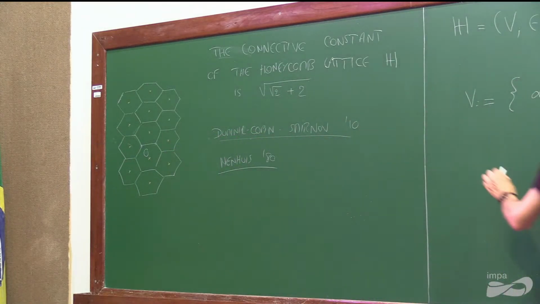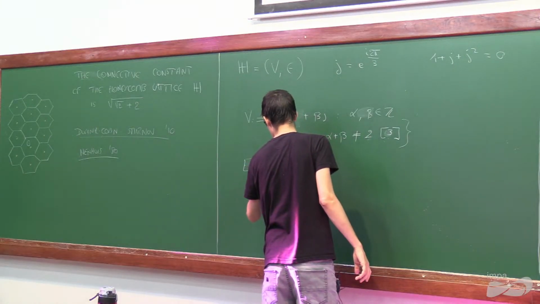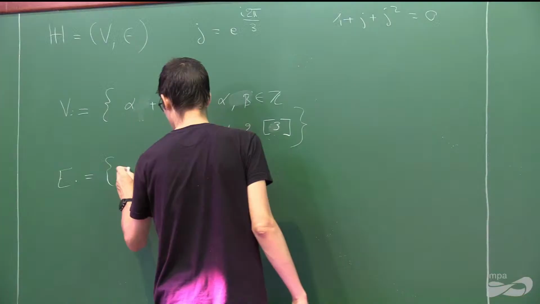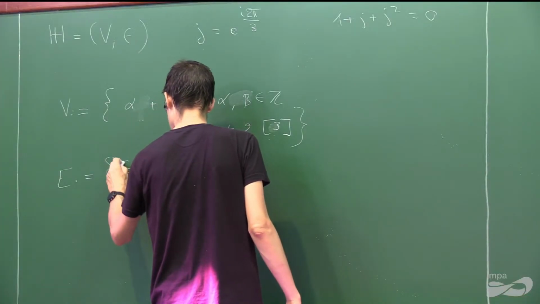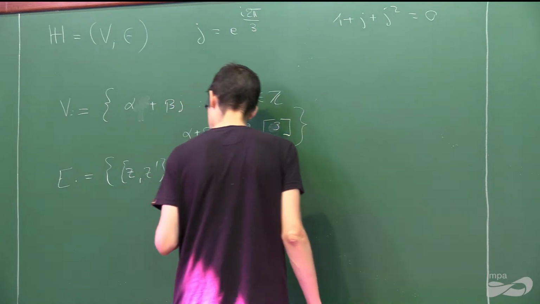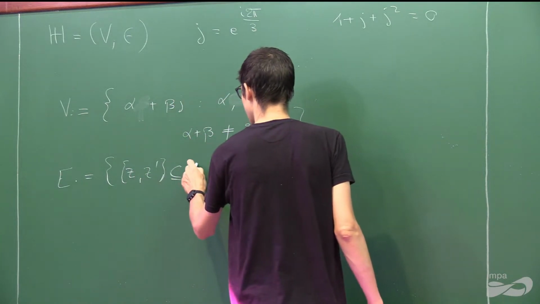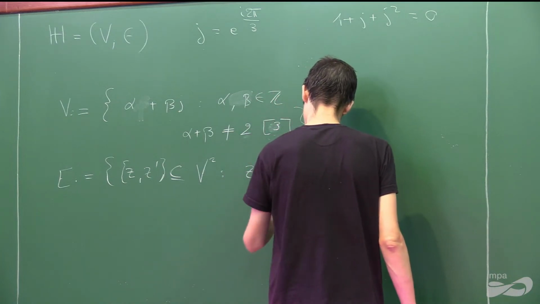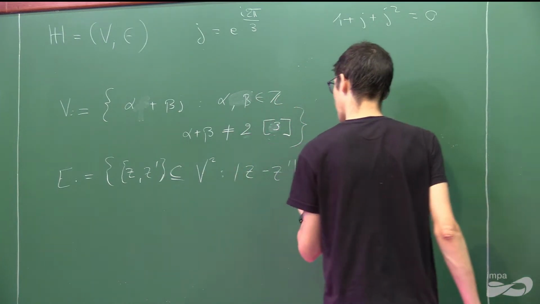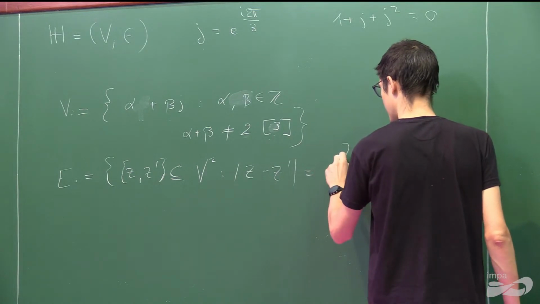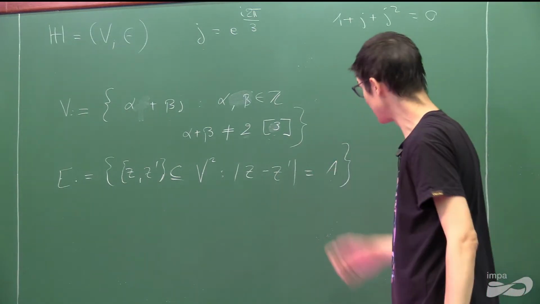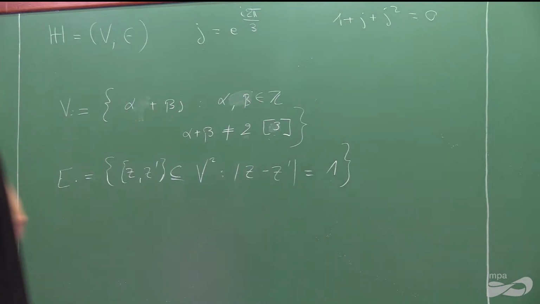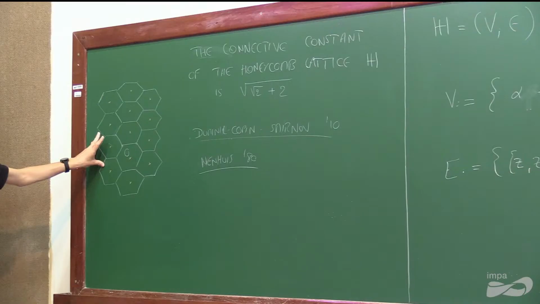Okay, and the edges, they are the set of z, z prime included in V squared, such that the modulus of z minus z prime is equal to 1. Okay? And this gives you exactly this structure of the lattice.